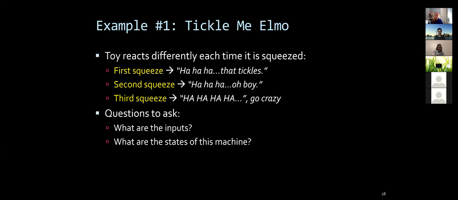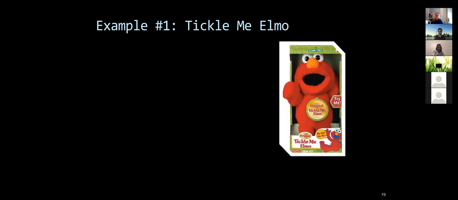So what are the inputs? And what are the different states of this machine, right? So how would you build that circuit? Because, jokes aside, there is a circuit inside of this thing, right? A very primitive one, but it is a circuit. And how do you change from one state into another? So how would you design something like that?